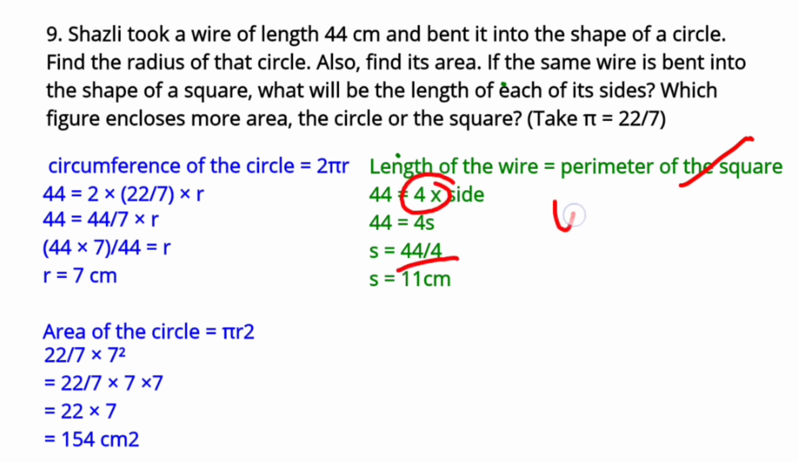So I have written 44 upon 4. Cancel this, 4 ones are 4, 4 ones are 4. So now we got the side of the square. Now this step also we have completed. They were asking the length of each side.